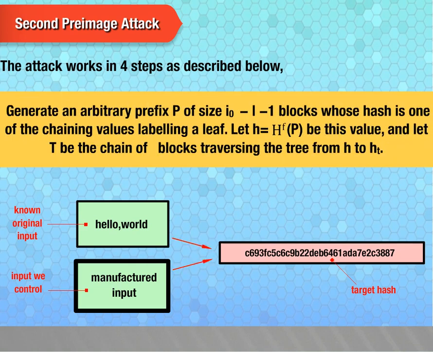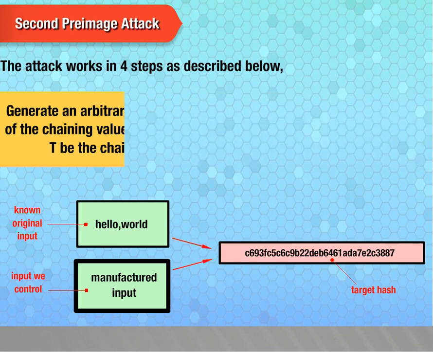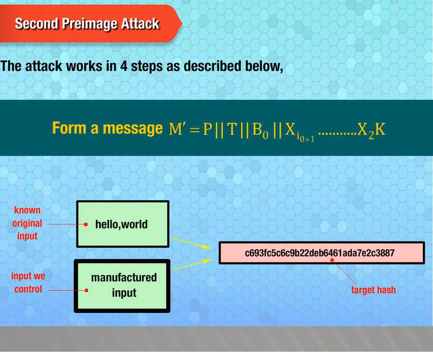Generate an arbitrary prefix p of size i0 - L - 1 blocks whose hash is one of the chaining values labeling a leaf. Let h = h^f(p) be this value, and let t be the chain of L blocks traversing the tree from h to ht. Form a message M' = p || t || b0 || x_(i0+1) and so on up to x_(2^k).